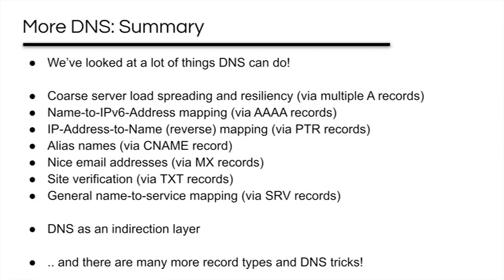We looked at how DNS relates to email. And we saw how site verification features are tied to DNS text records. And we glanced at a general name-to-service mapping mechanism using SRV records. And finally, we've looked at using DNS as a useful indirection layer in general.